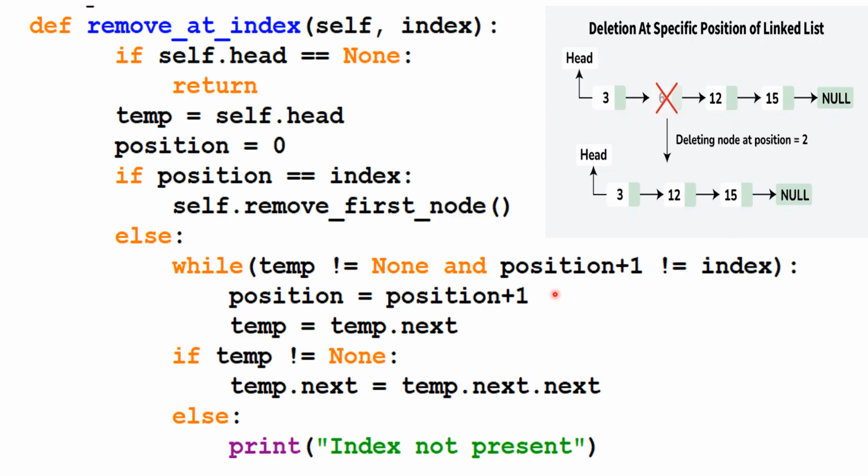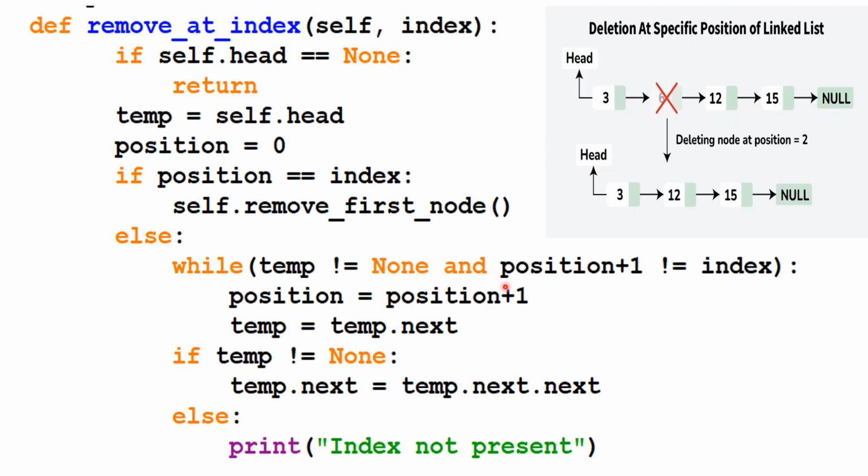Okay. While temp is not none, temp will be incremented to temp next. Else, index is not found. So simply we are incrementing the position, and this loop gets repeated. When the position is equivalent to index, we are going to call the remove function. Likewise, this is how remove at a particular position will work.